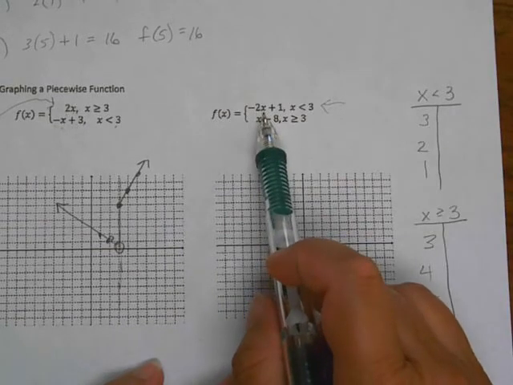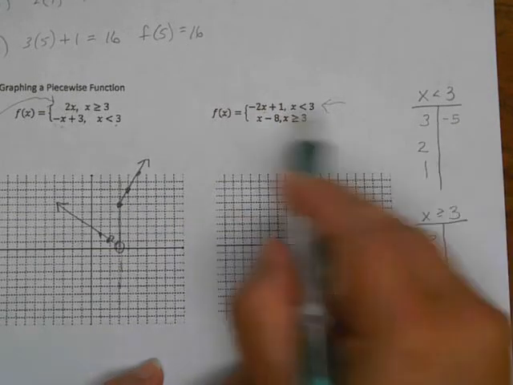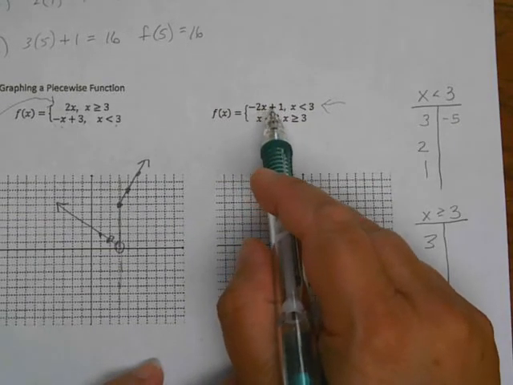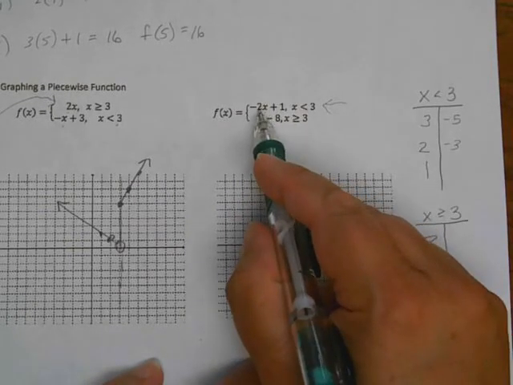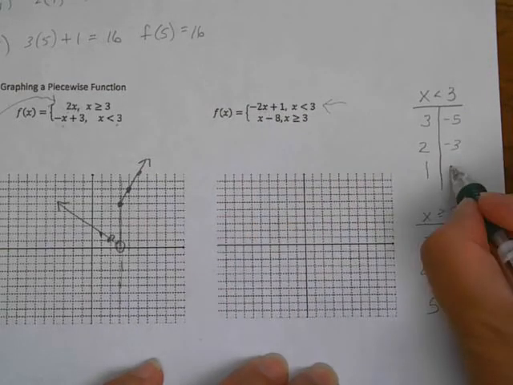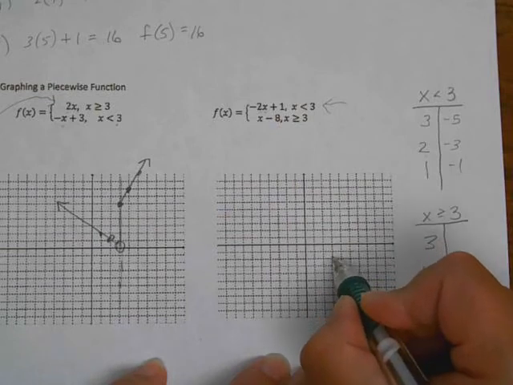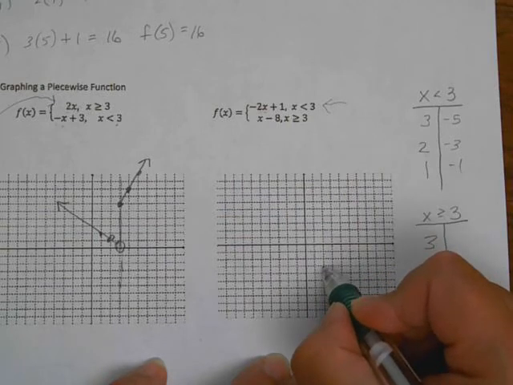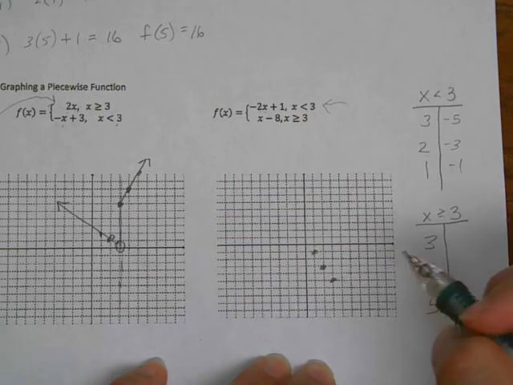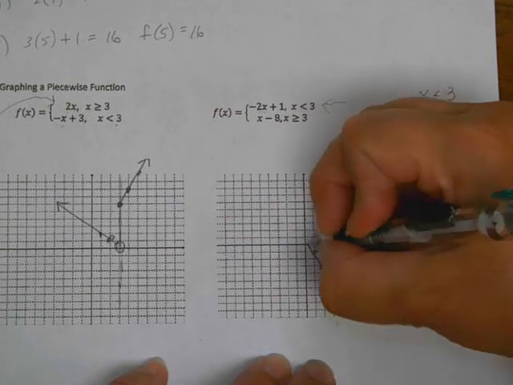Negative 2 times 3 is negative 6, plus 1 is negative 5. Now let's put 2 in here. This would be negative 4 plus 1, which is negative 3. And then put 1 in here, so negative 2 times 1 is negative 2, plus 1 is negative 1. So I have a point at (3, -5), at (2, -3), and at (1, -1). So remember, we're moving away from this line, so this graph is going to look something like this.